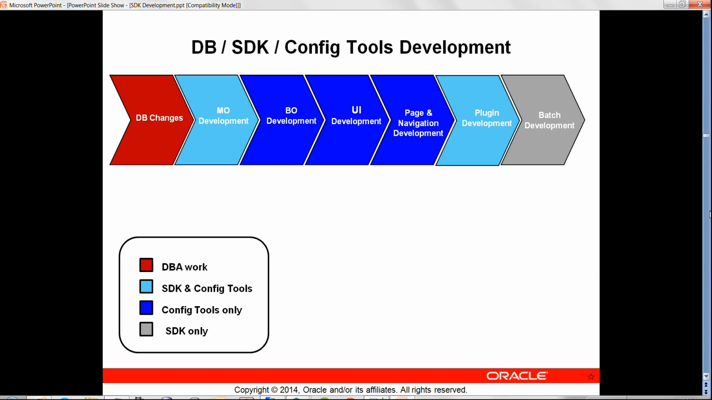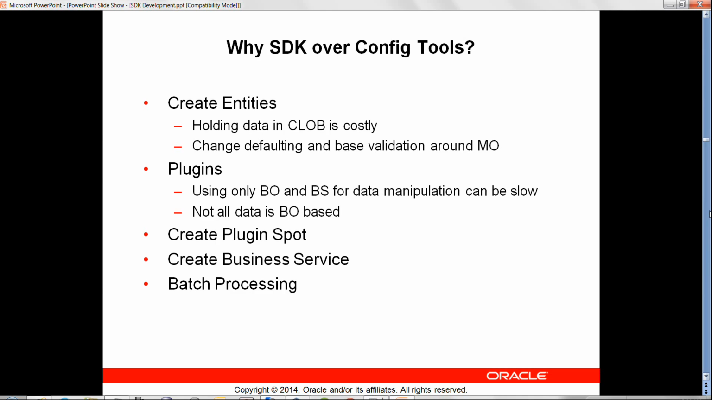And when we come into plugin development, then it partially can be done in config tools, or it can be done in the SDK through Java if you want to. It's only batch development which has to be done in Java, and that's shown in gray. So when you look at that, one could ask the question, does one really need to do too much SDK development?